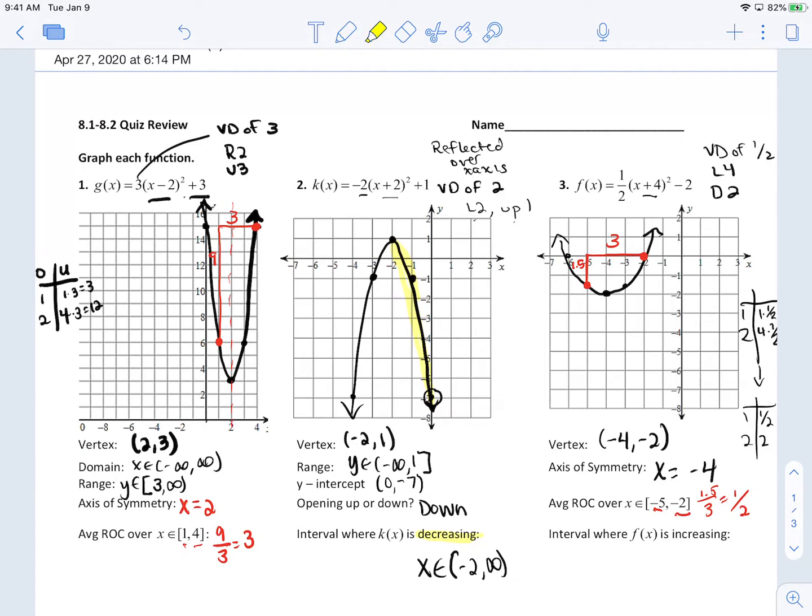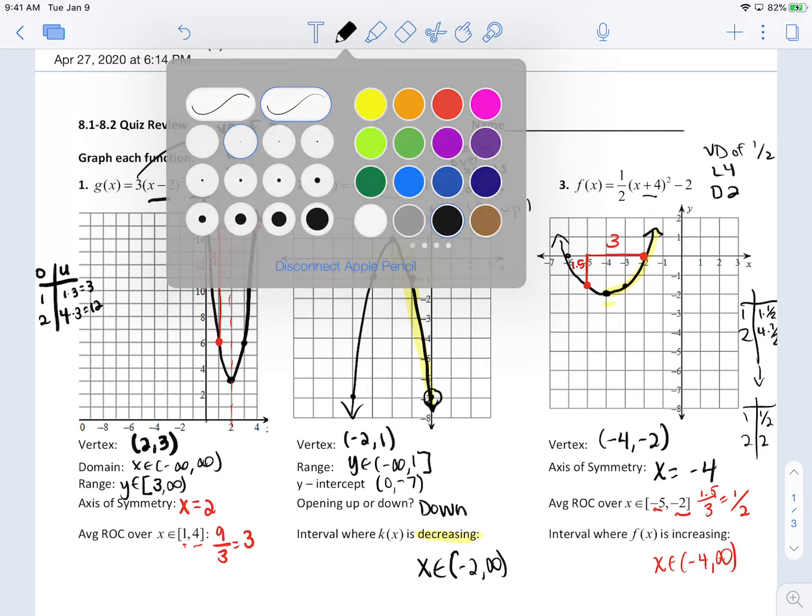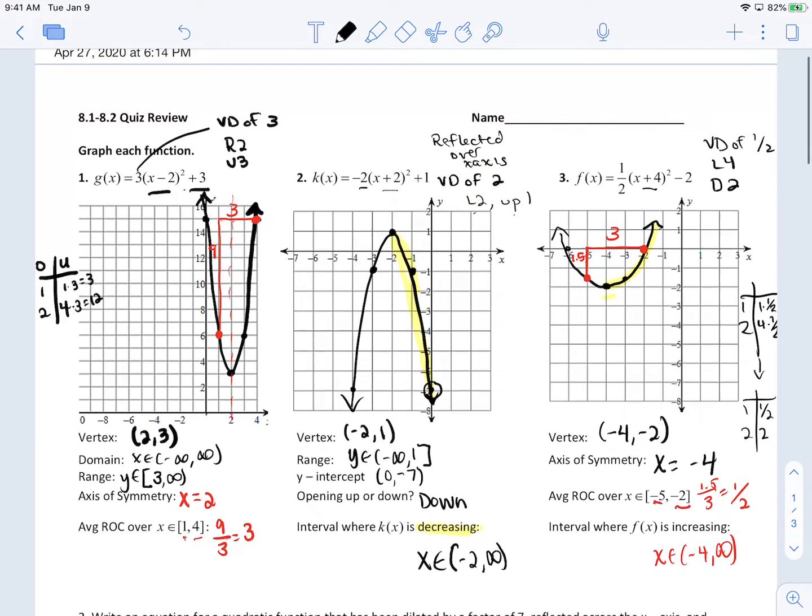And then the interval where it's increasing, well, that's where it's going up from left to right. So that's this part right here. The other side is going down because it's as if I was tracing my pencil as I look at the graph from left to right. Right, so where I colored that yellow is from -4 to infinity. Great. All right, let's keep going with these.